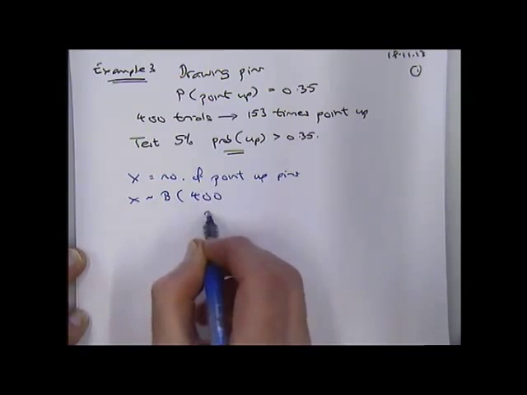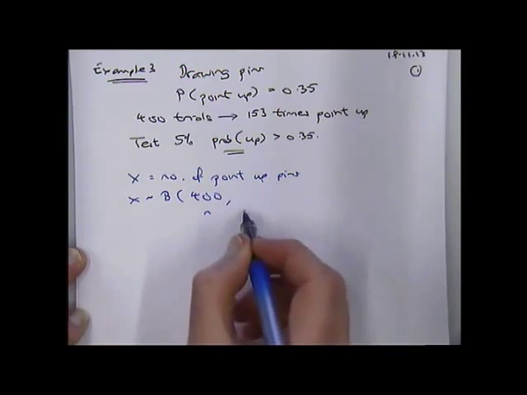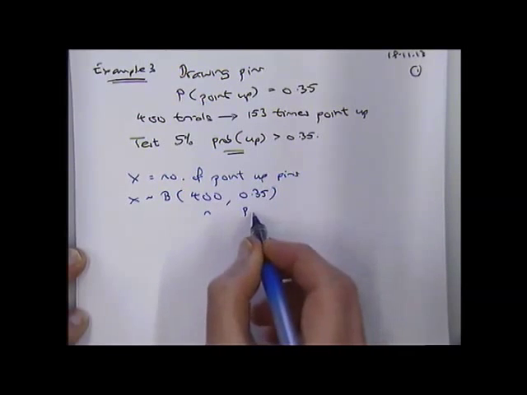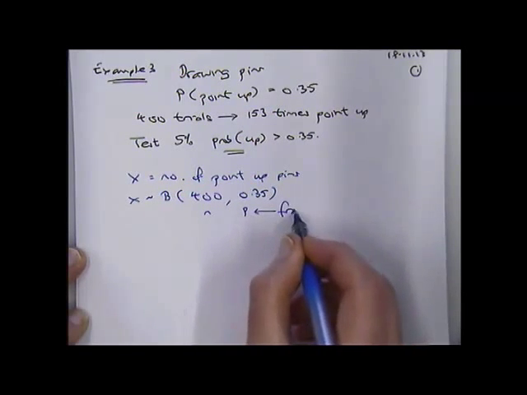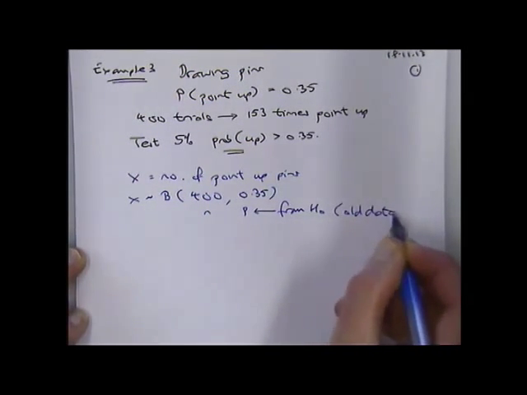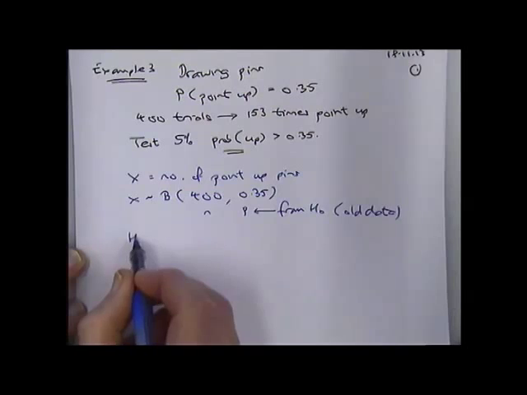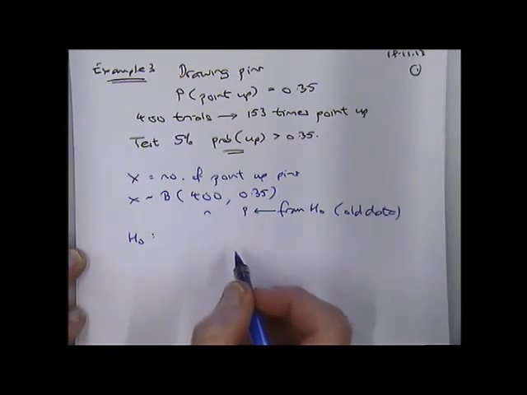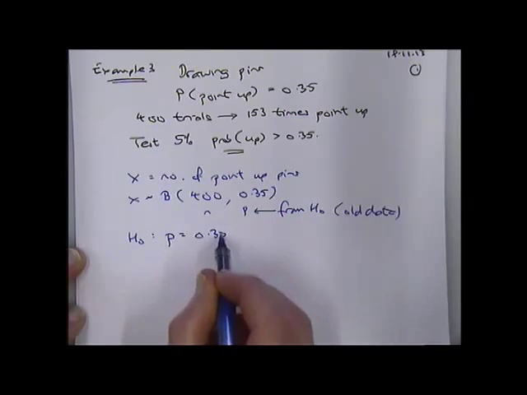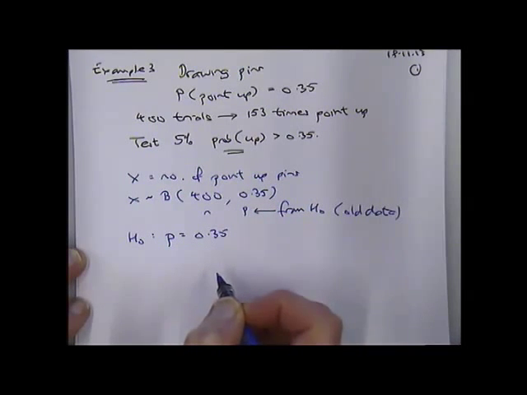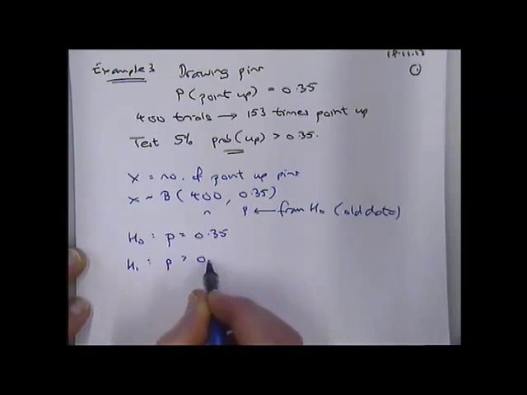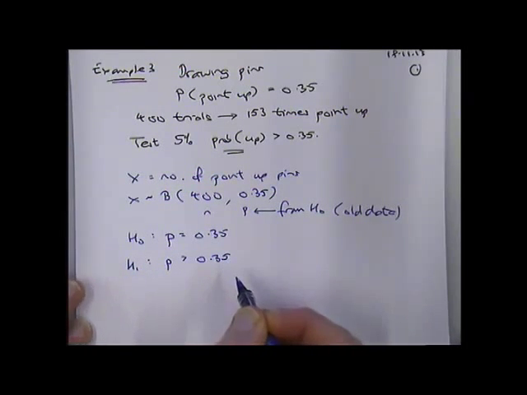400, that will be my n, and my historical p, 0.35. Okay, and that is the p there that always comes from your null hypothesis, which is basically your old data. So I ought to then write down what my H0 is. My H0 is that nothing has changed. P is still 0.35. We were told in the question the alternative hypothesis is p is greater than 0.35.